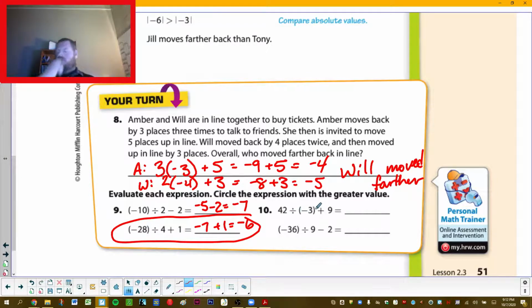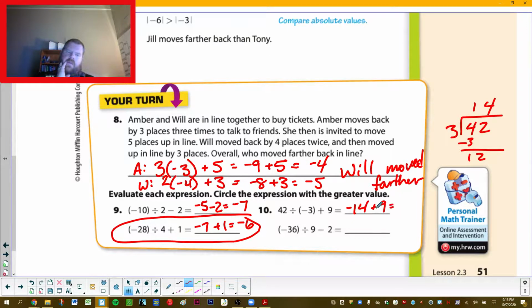For this one, 42 divided by negative 3 is going to give us, I think we just did that, but sometimes my brain just doesn't remember. 14. So that's going to be negative 14 plus 9 is negative 5. Negative 36 divided by 9 is negative 4. Minus 2 is going to be negative 6. So this one is a greater value, then, farther to the right.